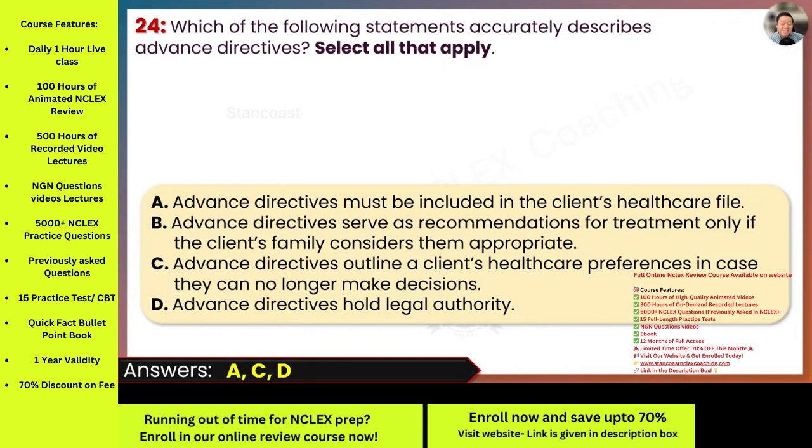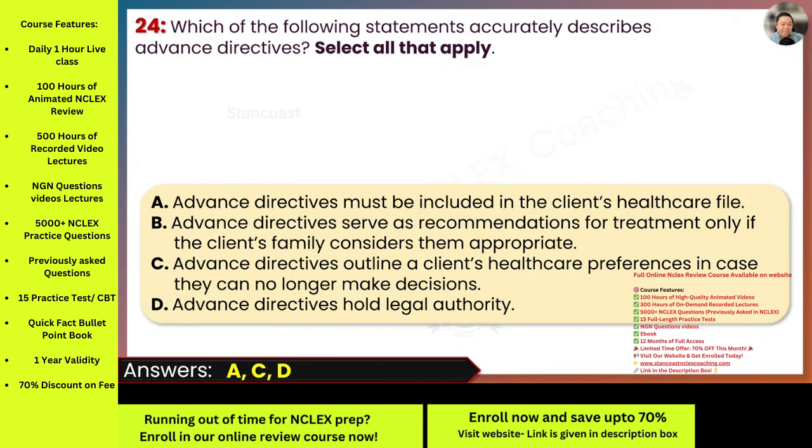So if it's not in the medical record, the healthcare providers may not follow it simply because they don't know it exists. And having it on file can also ensure the care team has clear guidance on what the patient wants. And again, if it's not documented, it didn't happen. And so we have letter C, another correct option.